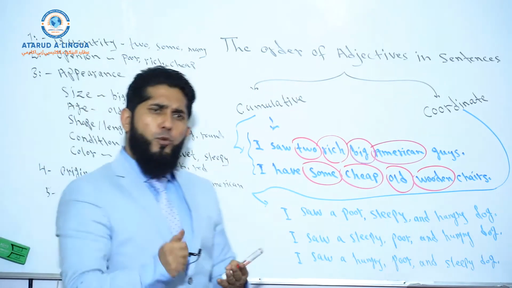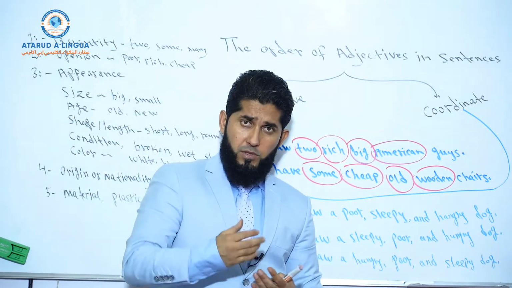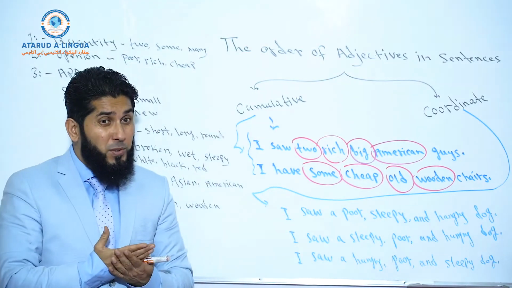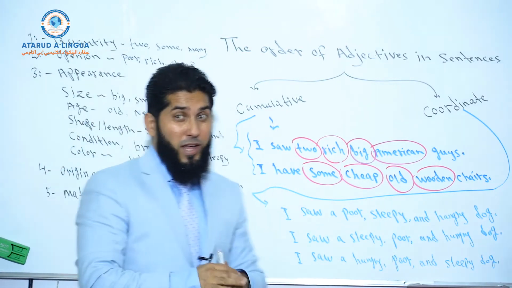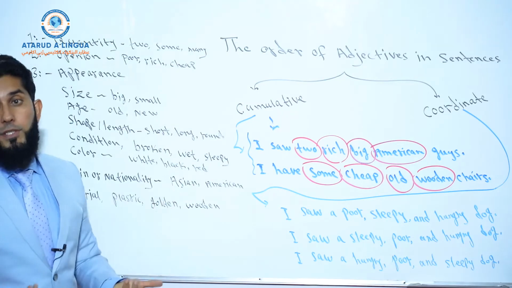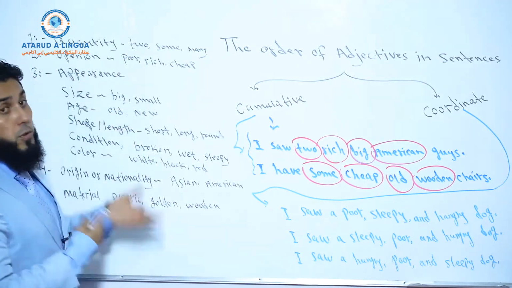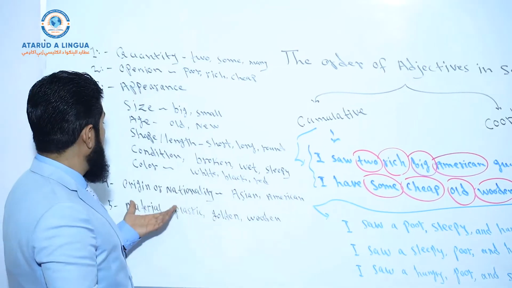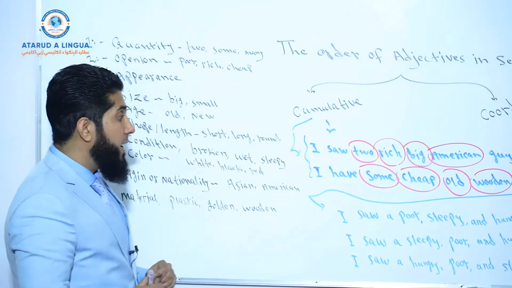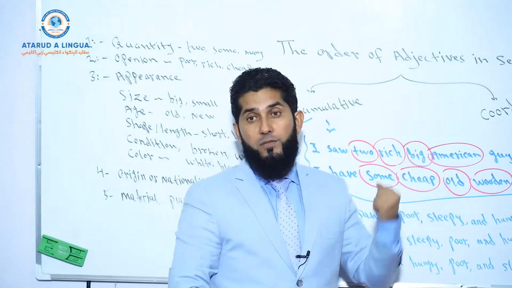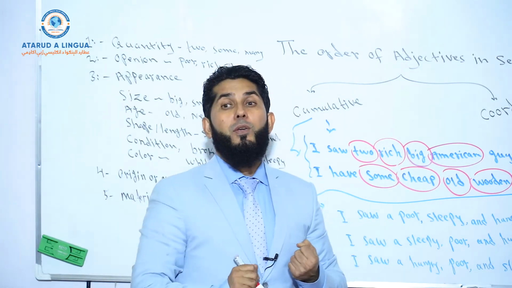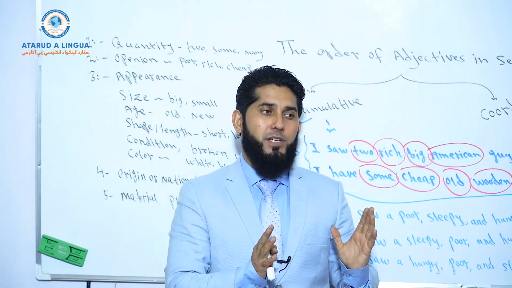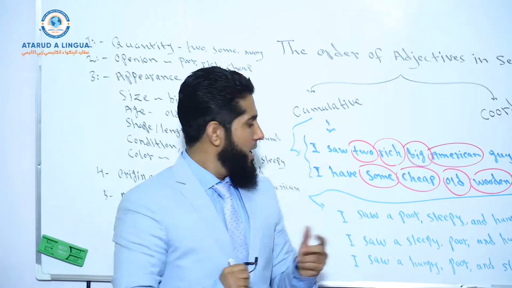Now, when it comes to coordinate adjectives, look, what is the difference? If you bring 2 or 3 adjectives, more than one adjective, in order to describe a noun or pronoun, from the same category, like all of them are related to quantity, all of them are related to opinion, all of them are related to appearance, or all of them are related to origin or nationality. In that case, you do not need this specific order, but you need commas. You separate these kinds of adjectives with commas.